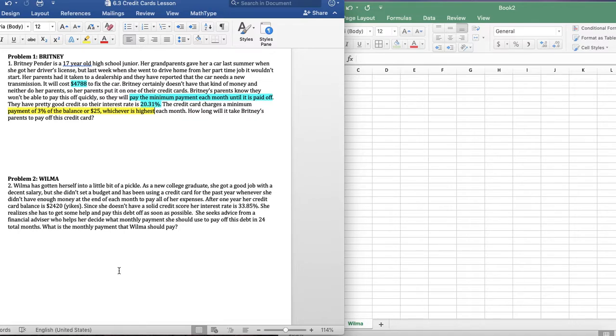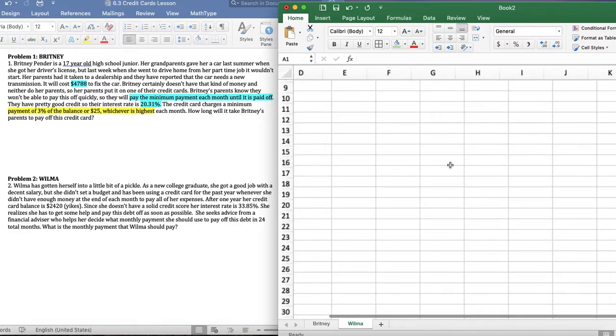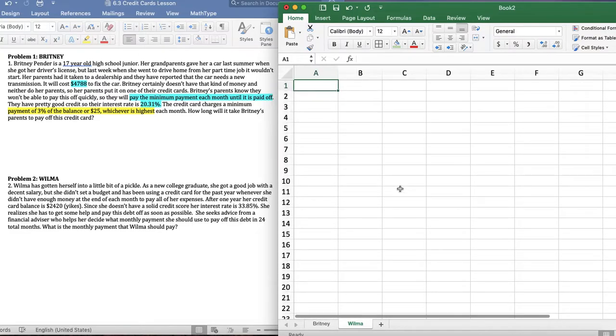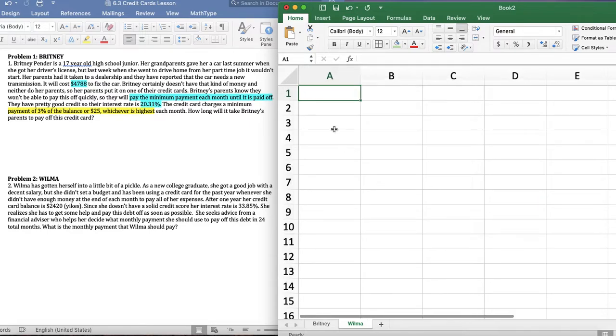She realizes she has to get some help to pay this debt off as soon as possible. She seeks advice from a financial advisor who helps her decide what monthly payment she should use to pay off this debt in 24 total months. What is the monthly payment that Wilma should use? So here in this example, it's going to be a little different because she's deciding she's going to pay more than that listed minimum payment. She is coming in with a game plan.